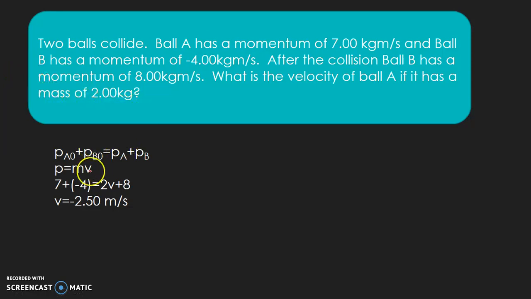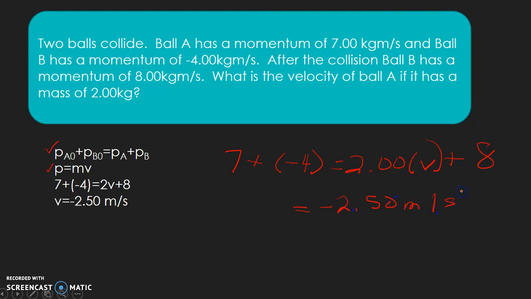Again, we're going to use these formulas. Another substitution from the formulas that we've been talking about all unit. And then just plug in what we know. So we have the momentum at 7 plus negative 4, which is the momentum of the second object, equals, now since it's given us a mass, but we don't know the velocity, you substitute 2.0, and then we're solving for V, plus 8, because that's giving us the momentum. And if we plug it into our calculator, we should get negative 2.5 meters per second.